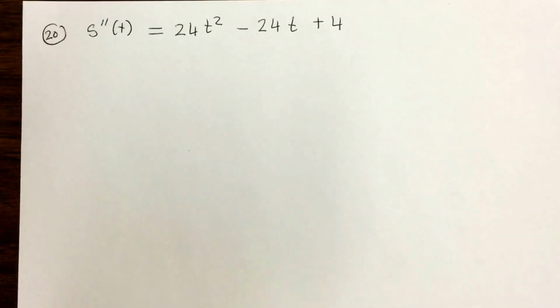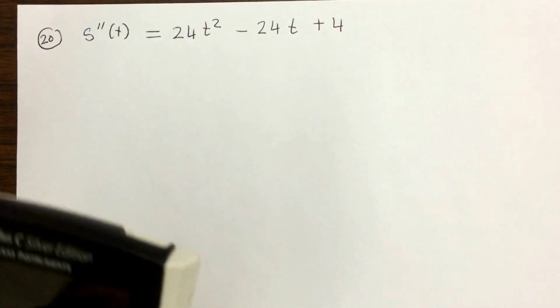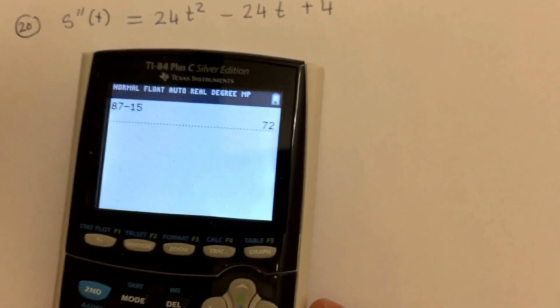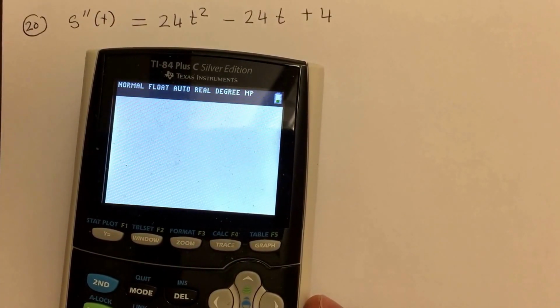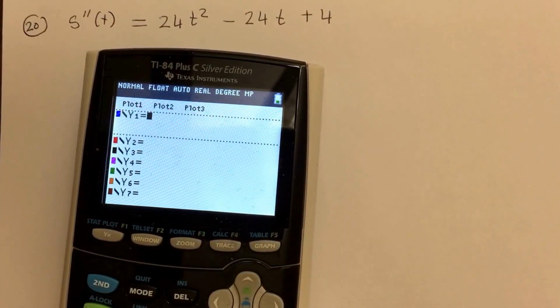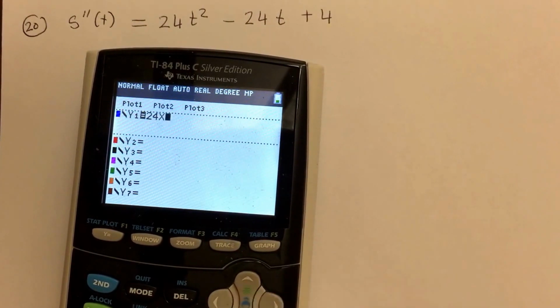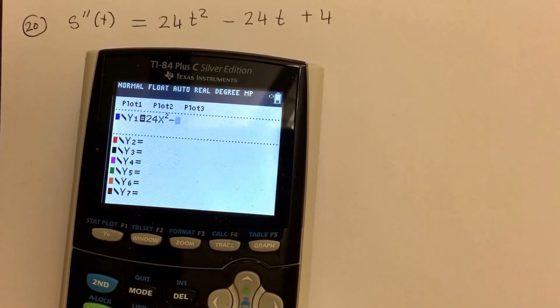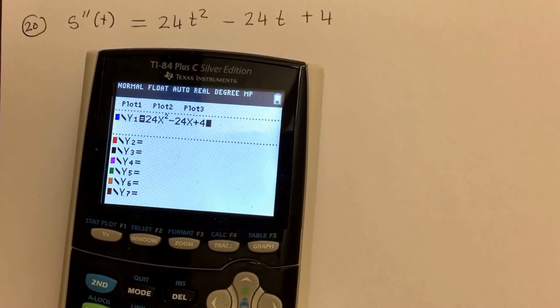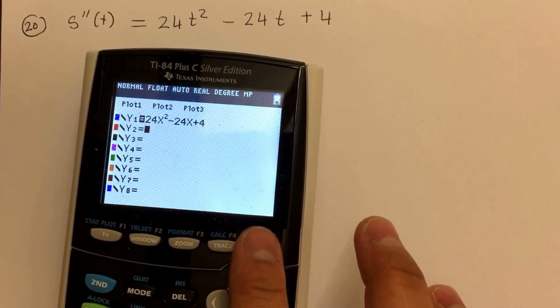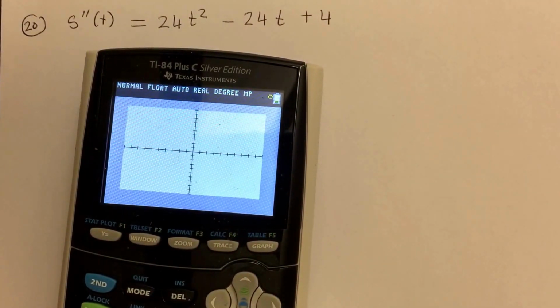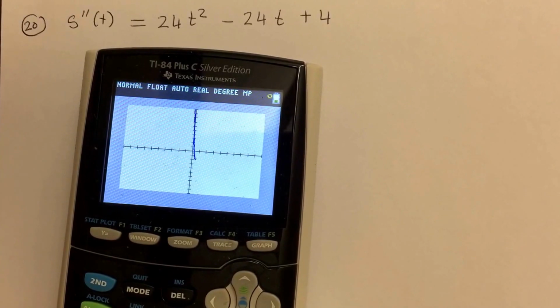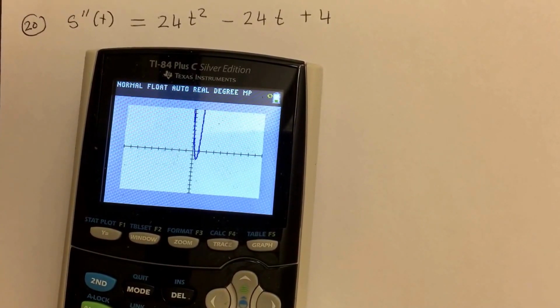To know when the acceleration function is increasing, we are going to graph the acceleration function. 24x squared minus 24x plus 4. Graph that. Zoom 6 for now. And we'll wait.